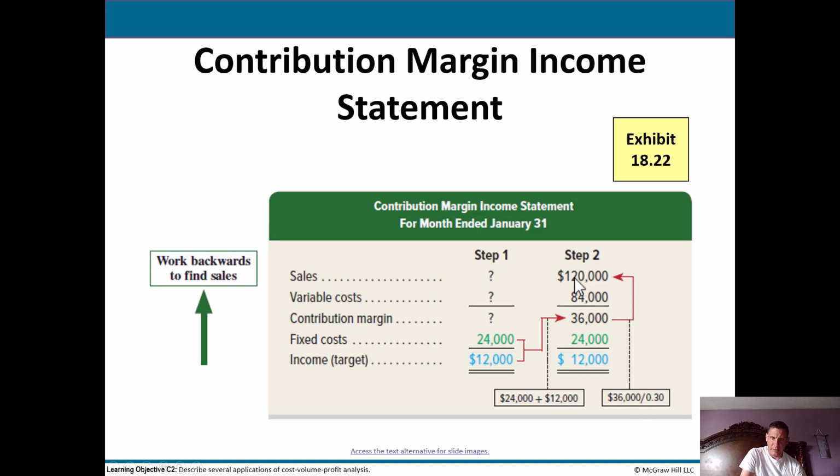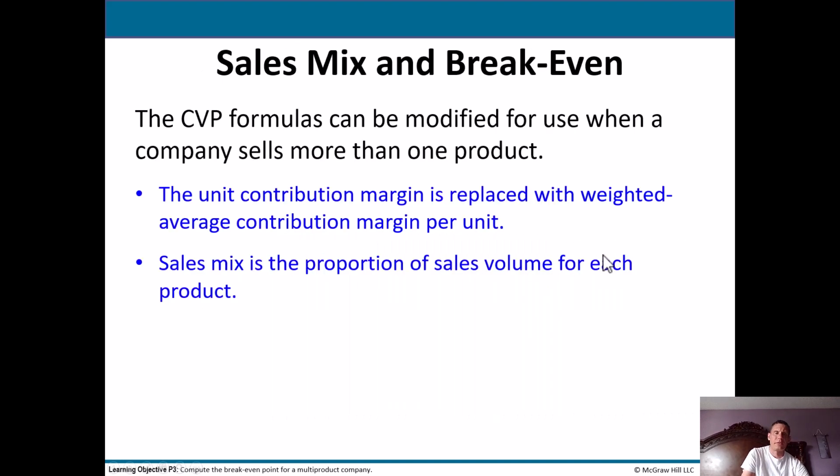And then you could figure out if you took 120 minus the 36, the 84,000 would be kind of the plug number, if you will, which would represent the other 70%, right? The variable costs. Okay, sales mix and break even.